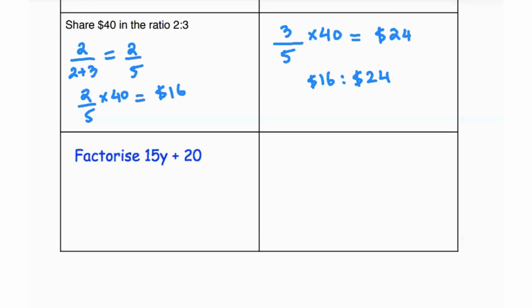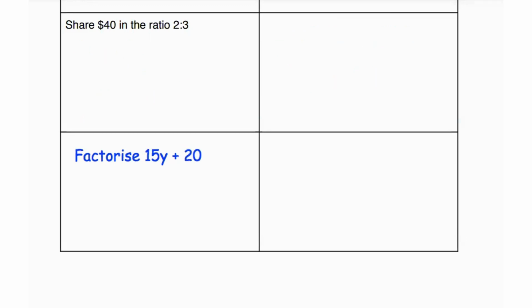Next question says factorize 15y plus 20. Since it's a linear expression, we can see that there is something common between both the terms. 15 is a multiple of 5. 20 is also a multiple of 5. So if we split 15, 15 is 5 times 3, and we have this y, and 20 is 4 times 5. As you can see, between both 15y and 20, we have 5 in common.